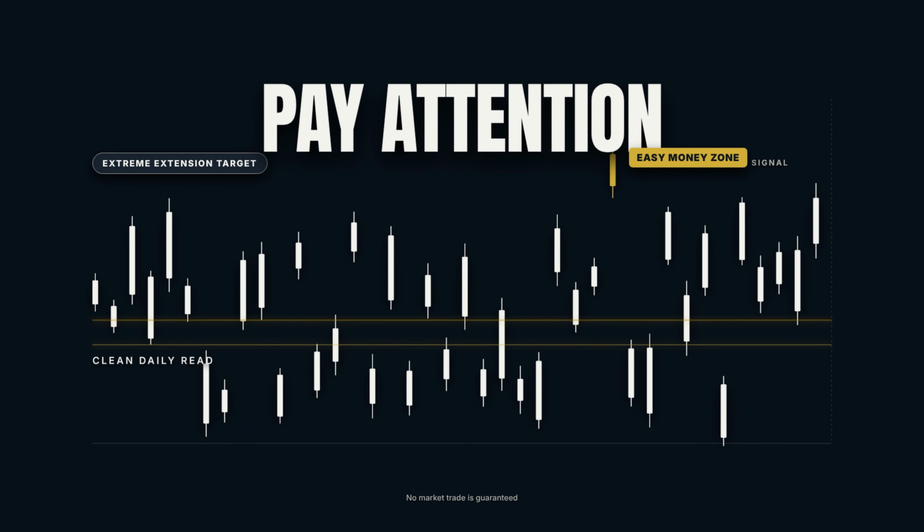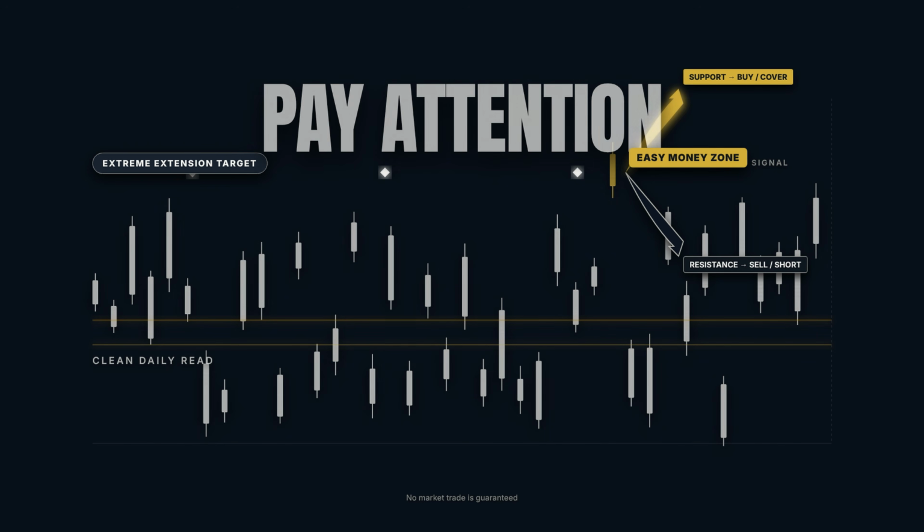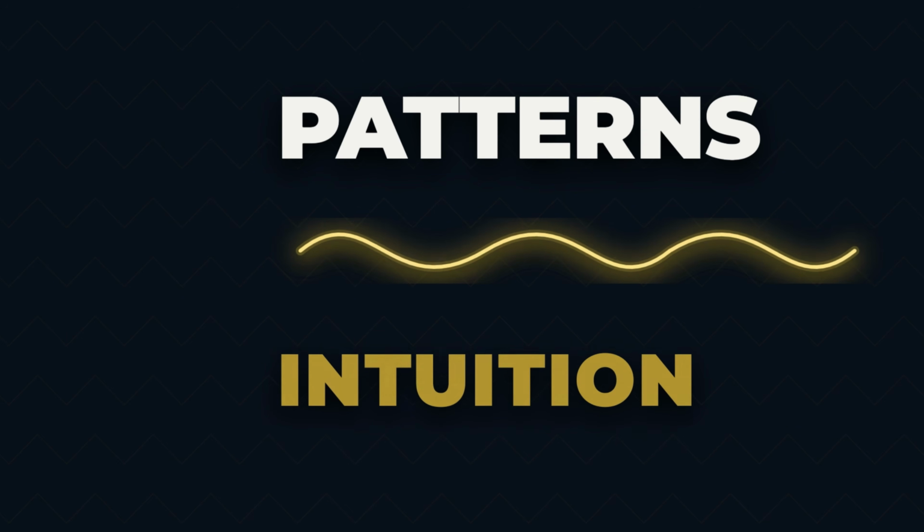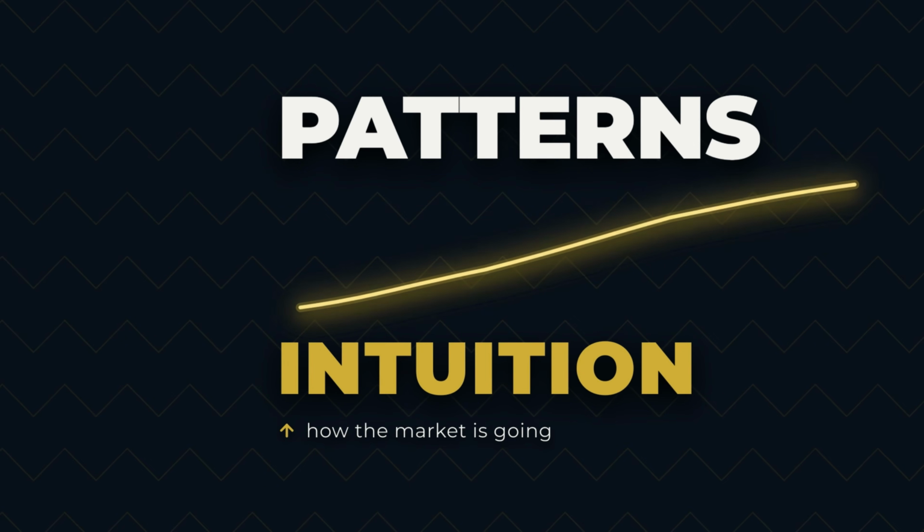And let me be clear, no money in the market is ever easy, but you will notice a pattern that when it comes into contact with that third line, it's usually a great opportunity to sell if it's at resistance, or short, or cover your shorts or buy when it hits that support level, okay? It's very important that you start to notice those patterns, because that's going to build up your own intuition about how the market is going.